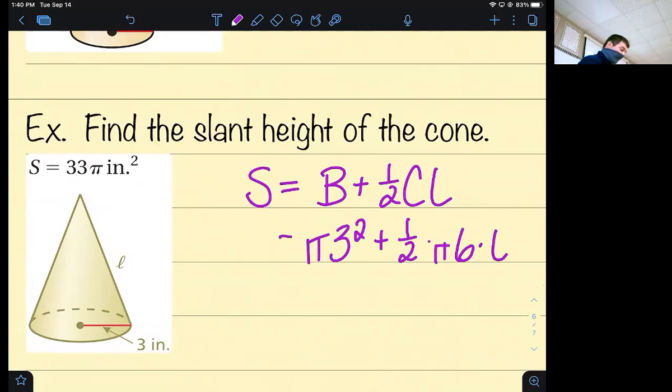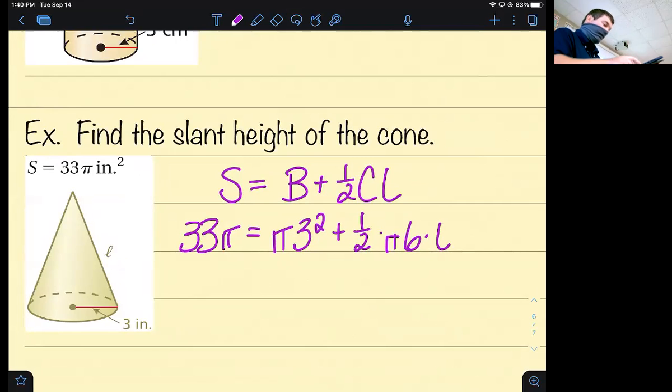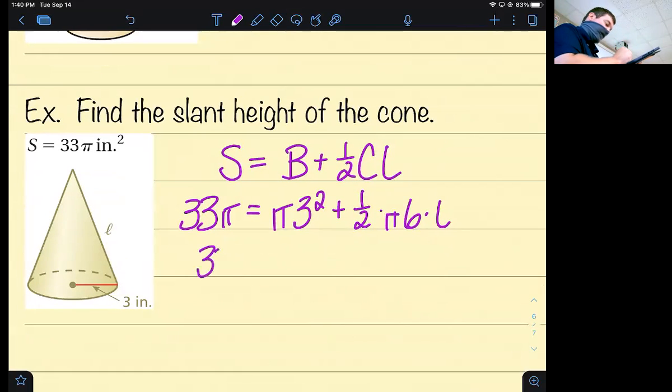Now, what I can plug in for, I can actually replace S for surface area. I can replace S with 33 pi. So put 33 pi where the S was because it's the same. Let's simplify. This looks like a mess. It's not going to be as bad as you think. What's 3 times 3?